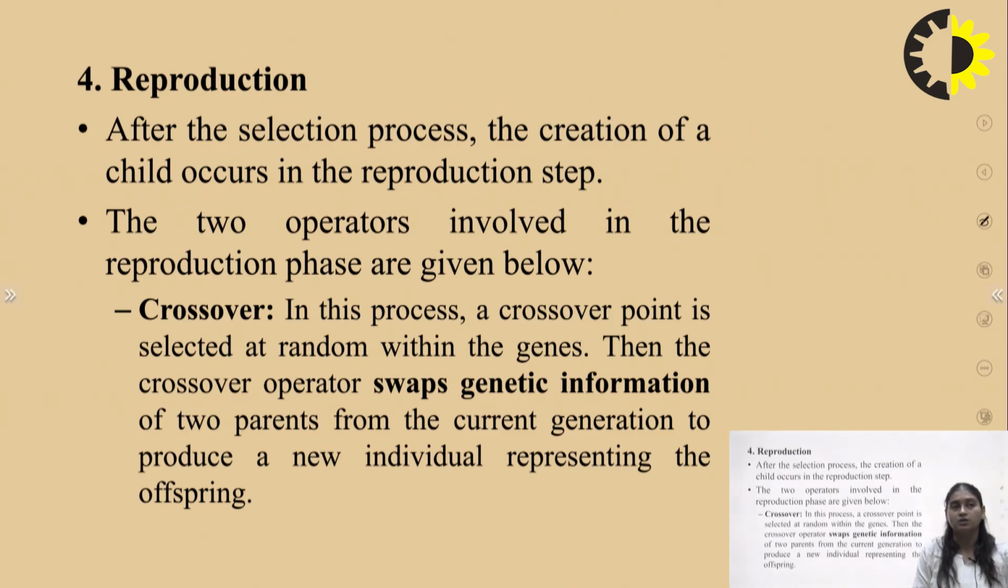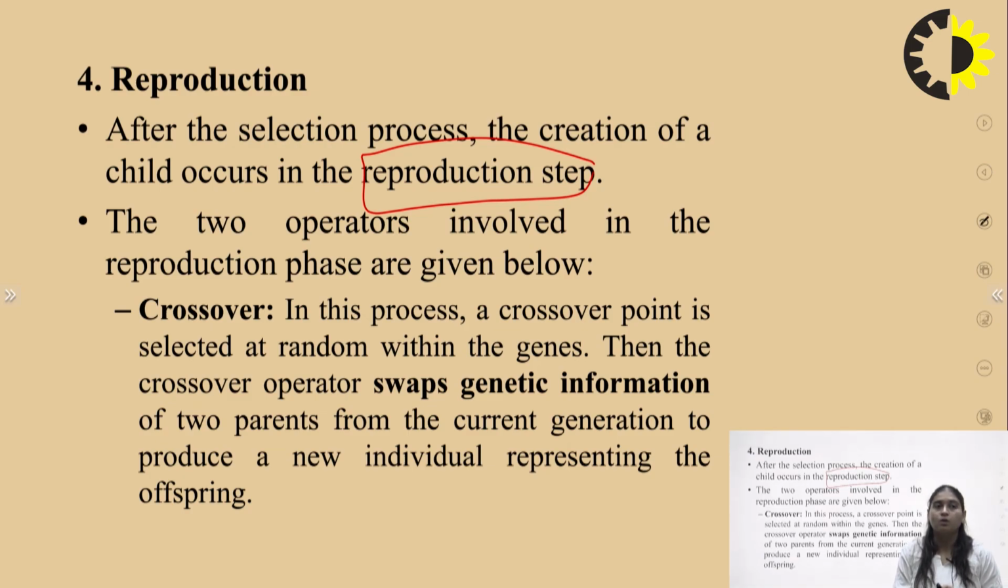Next is the reproduction part. After selecting the fittest population, we need to do this reproduction step. In this we have two operations, or you can say operators. The creation of child occurs in this particular step. Here we have two steps: first one is the crossover, and the other one is the mutation. These are the two operators, and under this head we pass the population under these two.